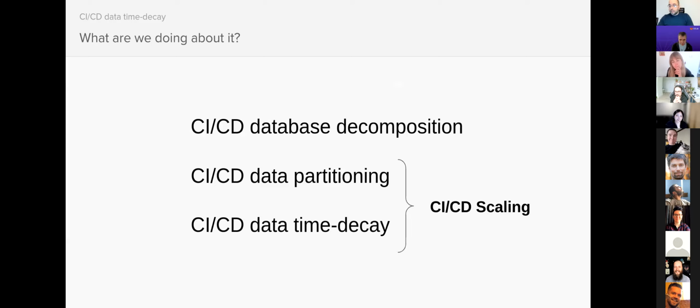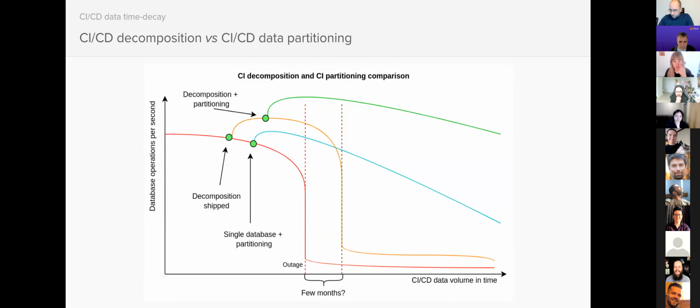Then we are working on CI/CD scaling, and we want to partition data. We want to implement the time decay pattern. Data partitioning means that we take all the big database tables we have right now and divide them into smaller parts, smaller tables. That is data partitioning. We are going to use declarative PostgreSQL partitioning, a feature the PostgreSQL database has implemented and that we can use to partition data. CI decomposition means that we will extract some of the big tables to a separate database, and we can partition those tables there, or we can not do that.